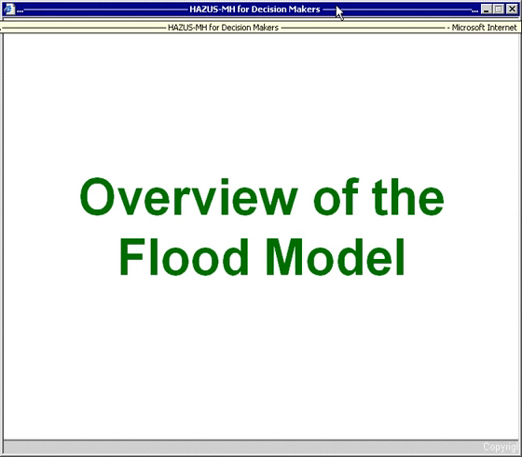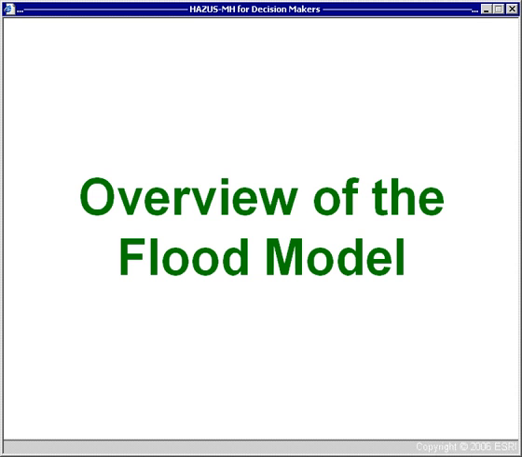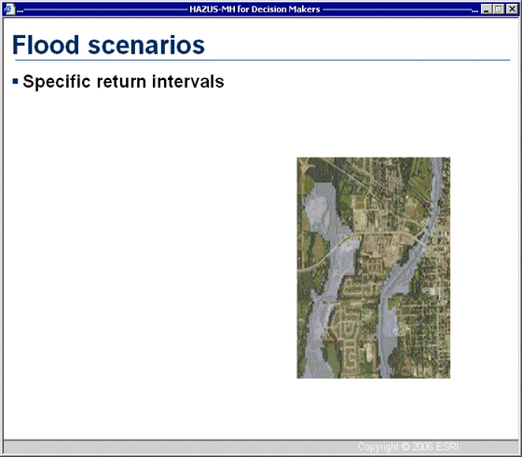Well, the next hazard we're going to explore is the flood model. When you look at what HAZUS can do in terms of flood modeling, it actually provides a wide range of capabilities. An example is the ability to study what we term specific return intervals. An example of a return interval might be a 100-year return interval, where we are looking at an event that has a 1% chance of being equaled or exceeded in any given year.